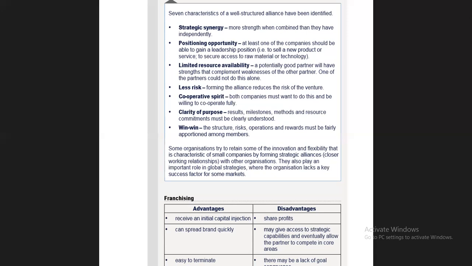Clarity of purpose, results, milestones, methods, resources, and commitments must be clearly understood. Yes, there is clarity in everything. You are clear about what methods they are going to use, what resources they have, what commitments they have, and what results they want to achieve through this alliance. All these things are clear to both of the companies.